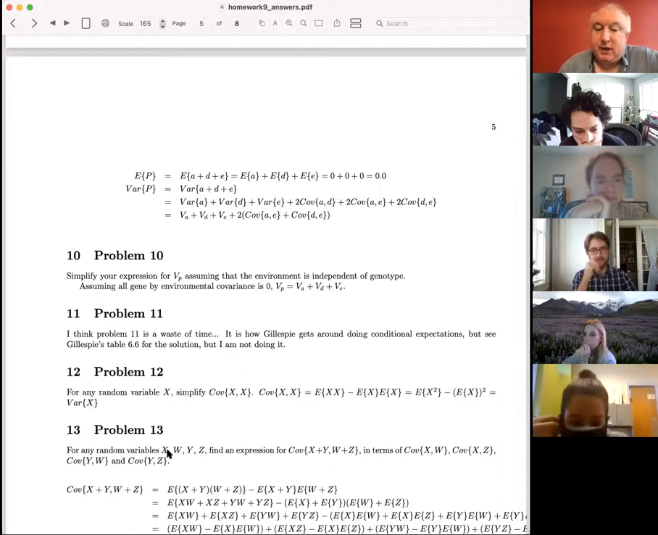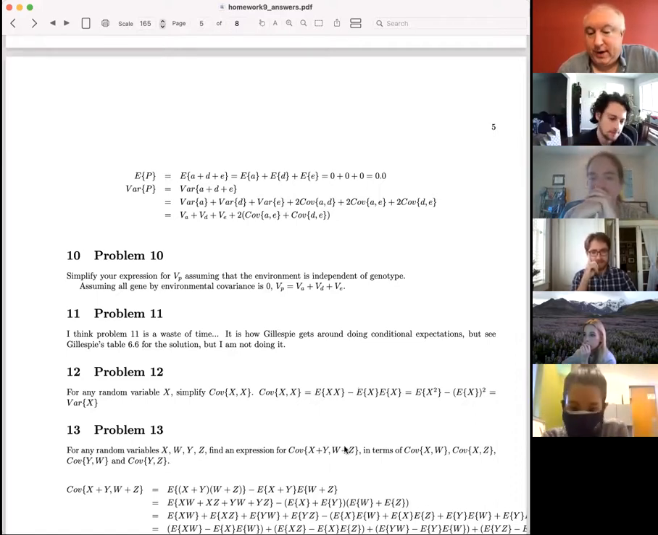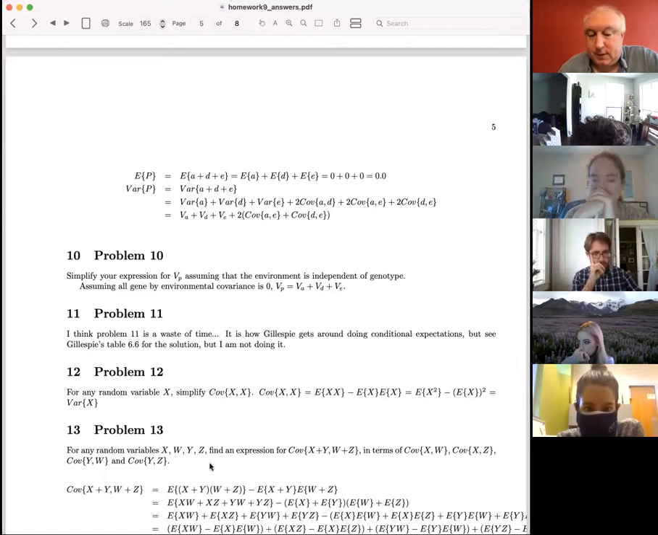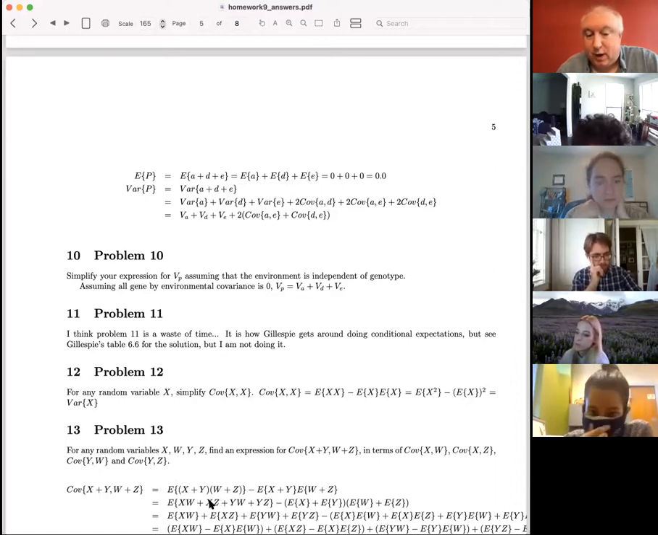Now in problem 13, I've got 4 random variables, X, Y, W, and Z. And I want to know what the covariance of X plus Y is with W plus Z. All I do is write them down by definition. That is the expectation of this thing times that minus the expectation of the first term times the expectation of the second term.